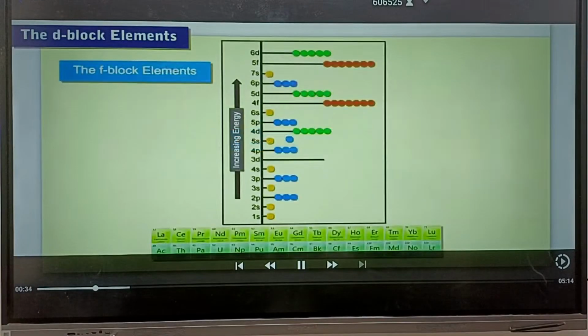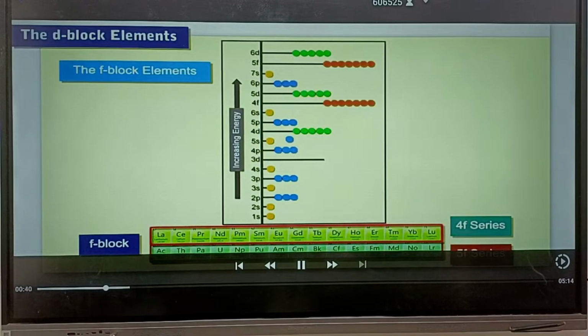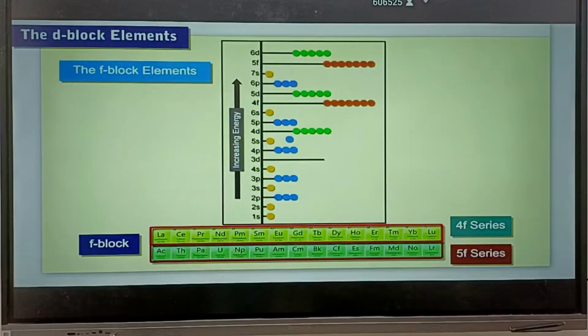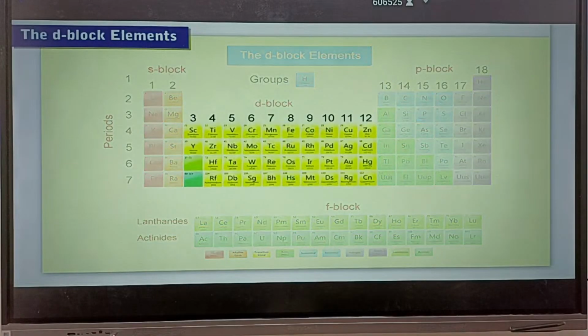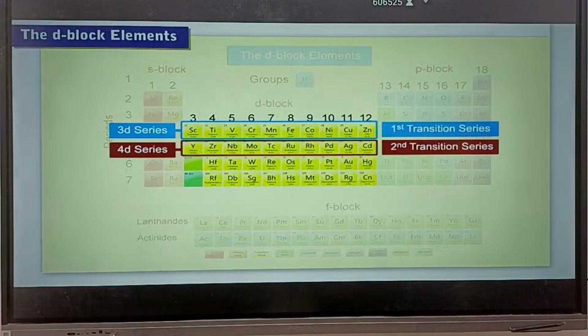elements. The F block elements, on the other hand, include the 4F and 5F series of elements, in which the 4F and 5F orbitals are progressively filled. They are often referred to as the inner transition metals because they involve the filling of the inner 4F or 5F subshells. There are mainly 3 series of transition elements. They are the 3D series, the 4D series, and the 5D series.